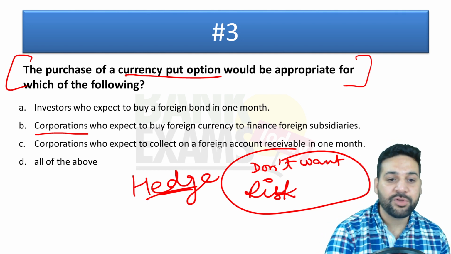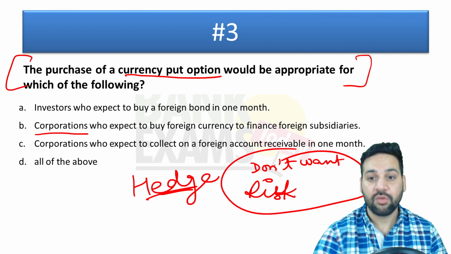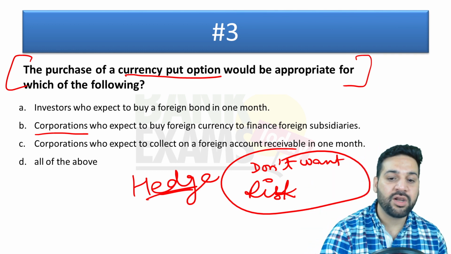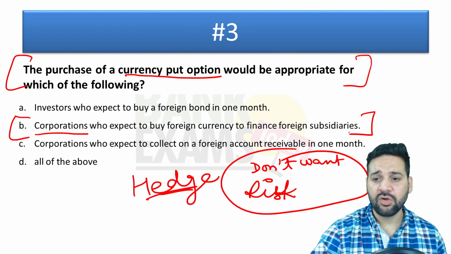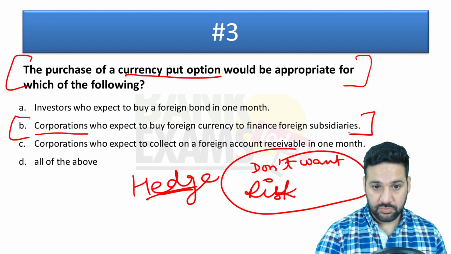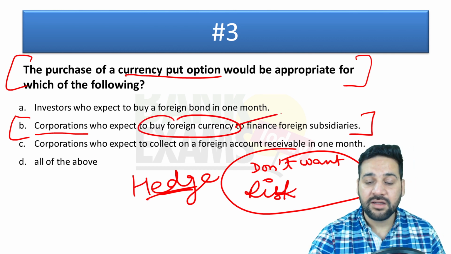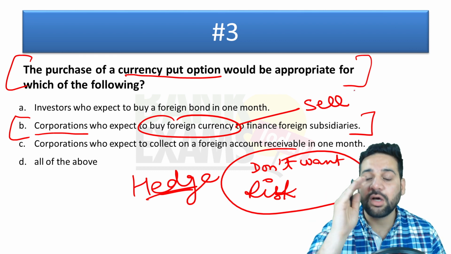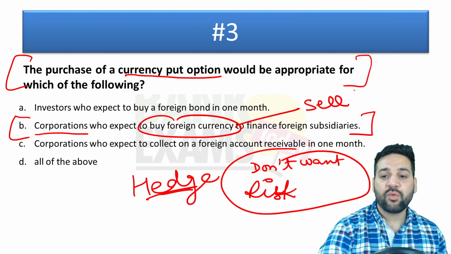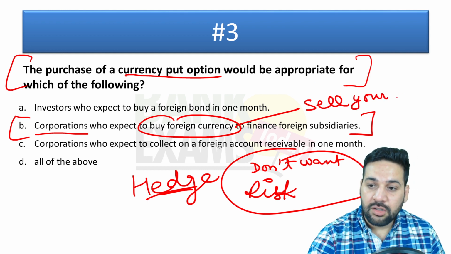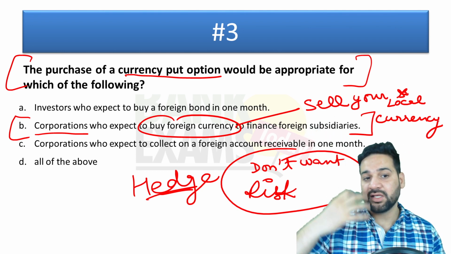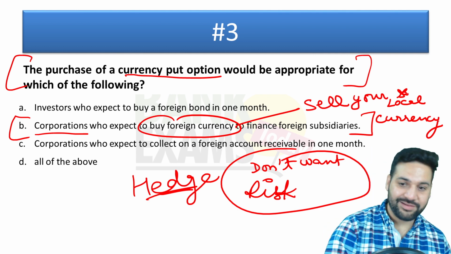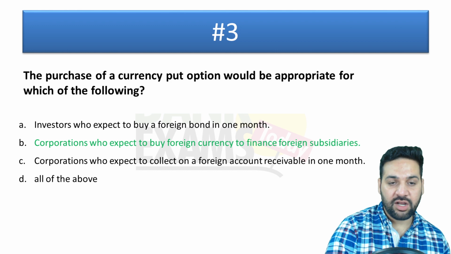You are purchasing a put option right now. A corporation who expects to buy foreign currency to finance foreign subsidiaries is going to buy the foreign currency by selling its home currency. So you want to sell your local currency in the future, which means you are actually purchasing a put option. So B is the correct answer, because you want to sell your currency in the future.